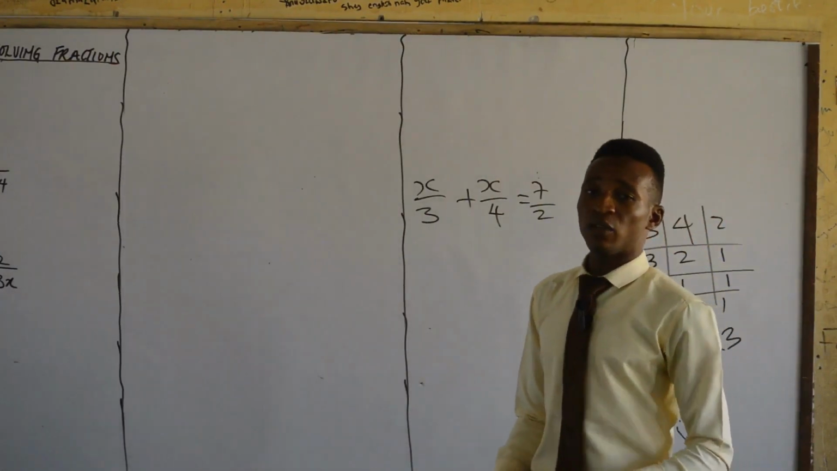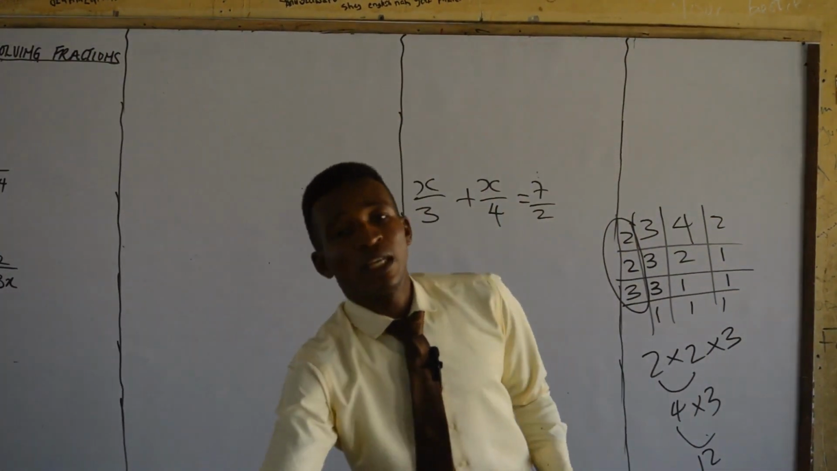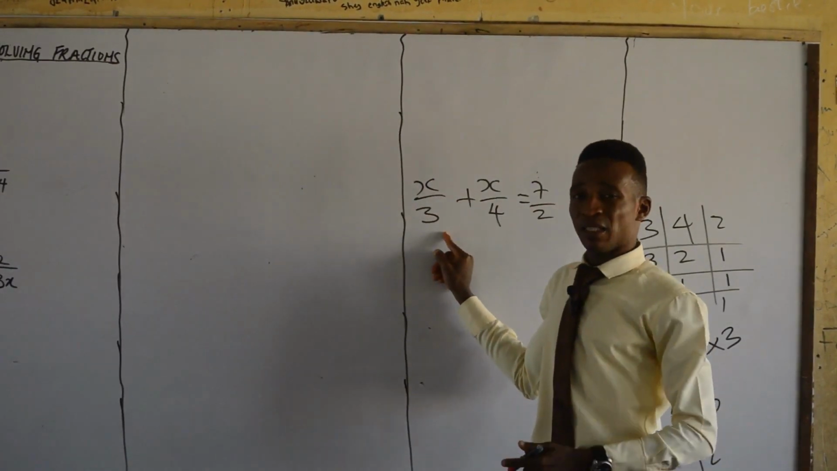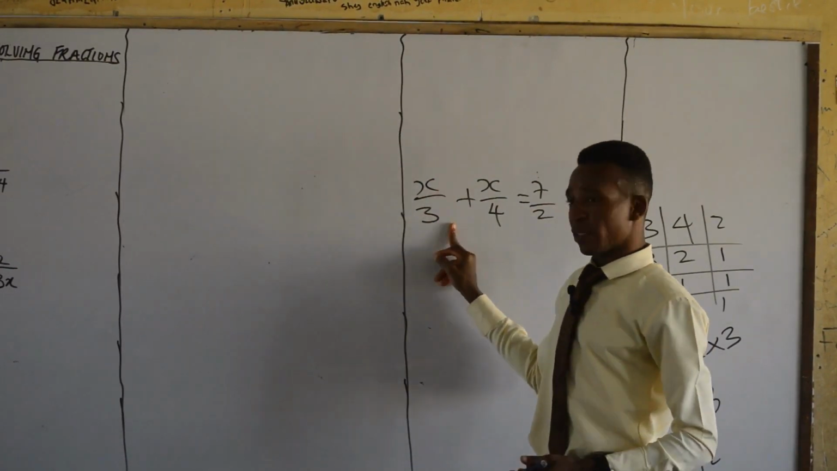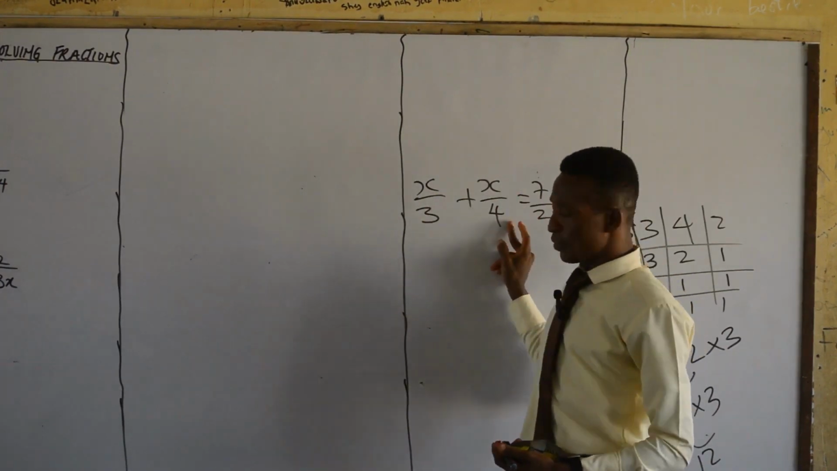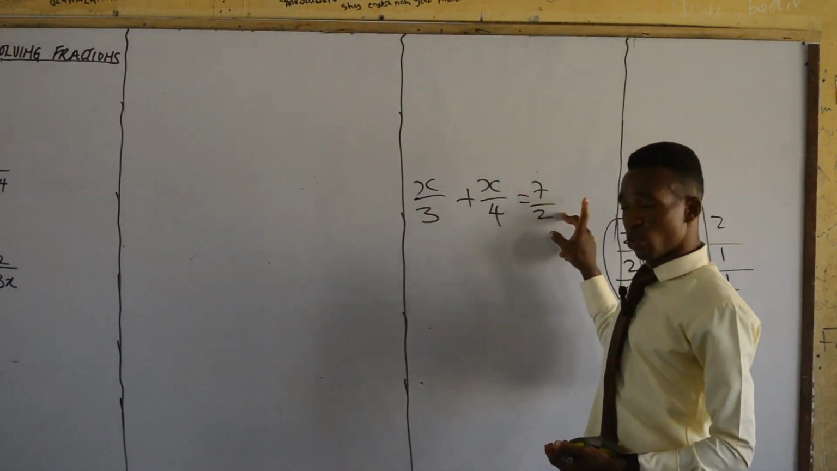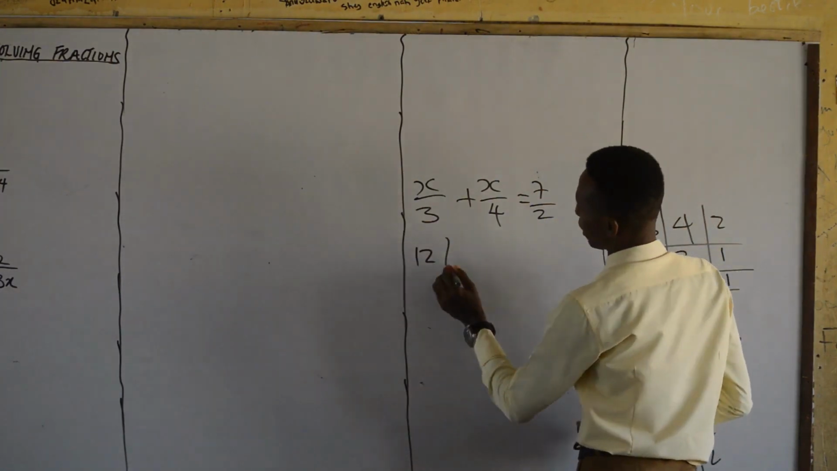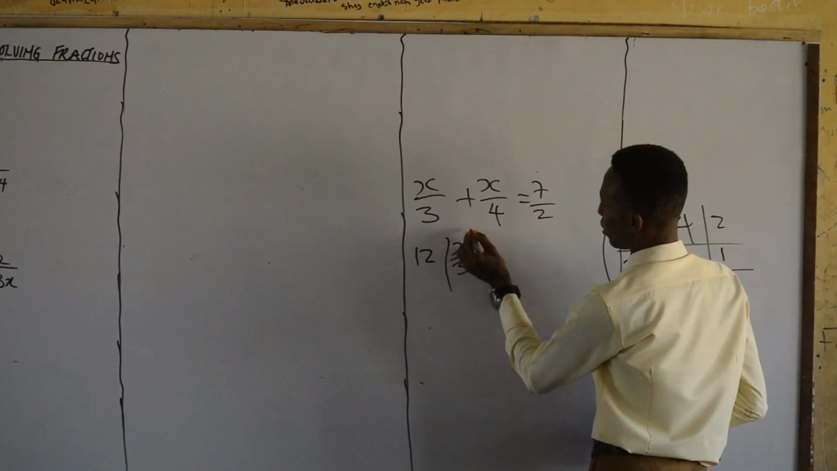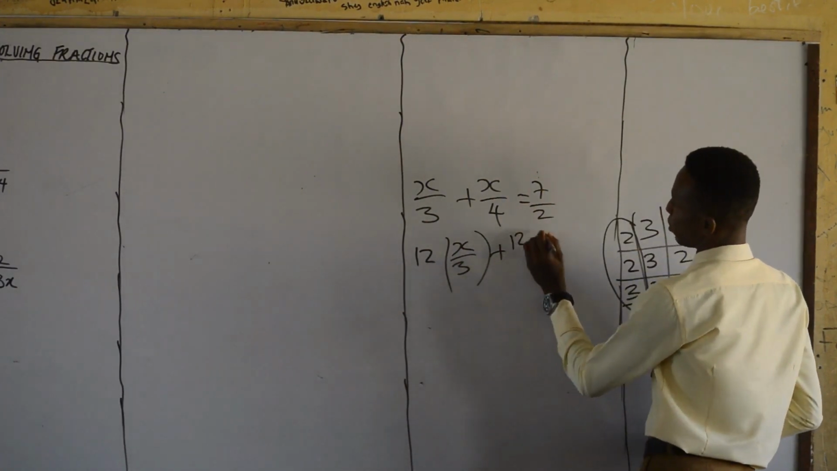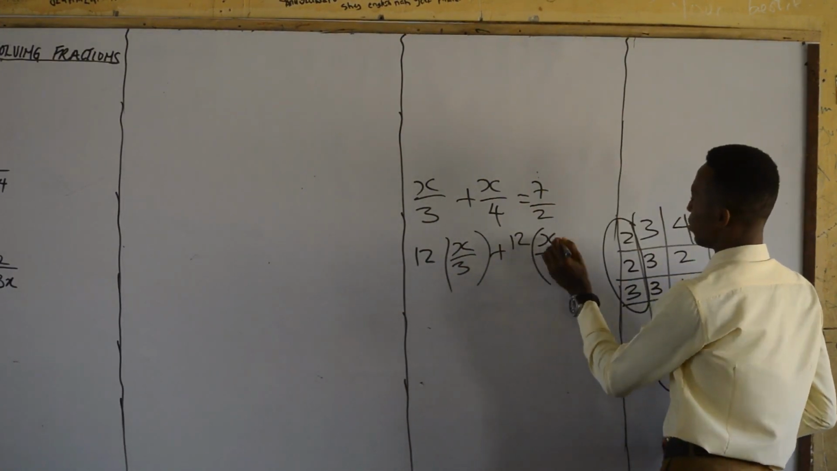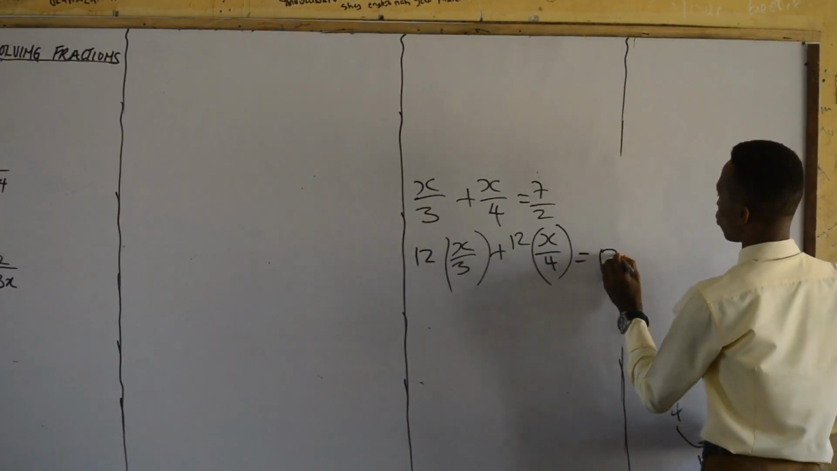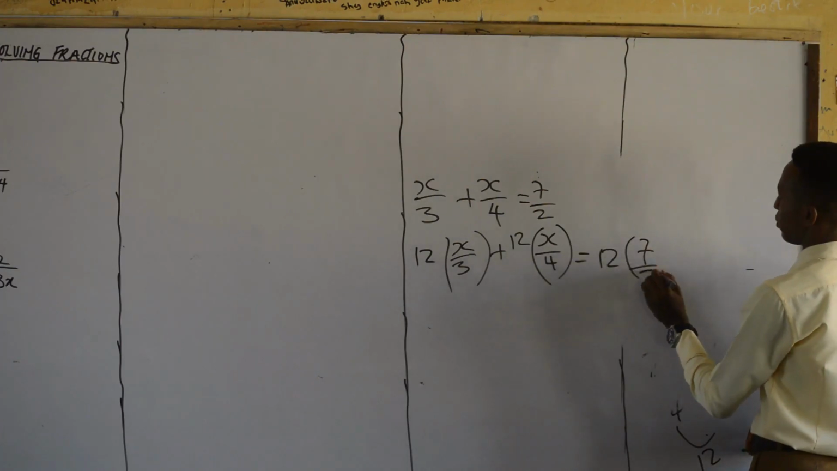Now, since you've gotten the LCM, what we are going to do with it is take each of the terms here and multiply it by the LCM. So we take x over 3, multiply it by 12, take x over 4, multiply it by 12, and 7 over 2, multiply by 12 as well. So let's see that. 12 into bracket x over 3 plus 12 into bracket x over 4. Close your bracket. Then here we have equals 12 into bracket 7 all over 2.